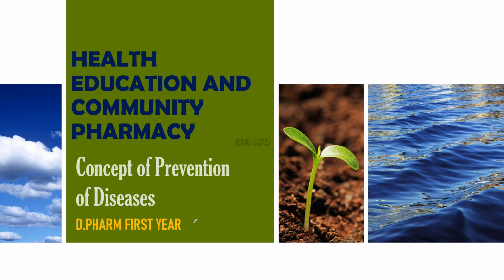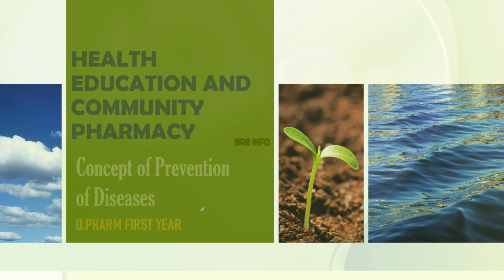Welcome to SRS Info. Today we will discuss the concept of prevention of diseases. In the last class we discussed the causative agents like disease agents, then host and environment, and how the interaction of these complex factors results in making a person a patient. Okay, so today we will discuss how we can prevent the occurrence of diseases.